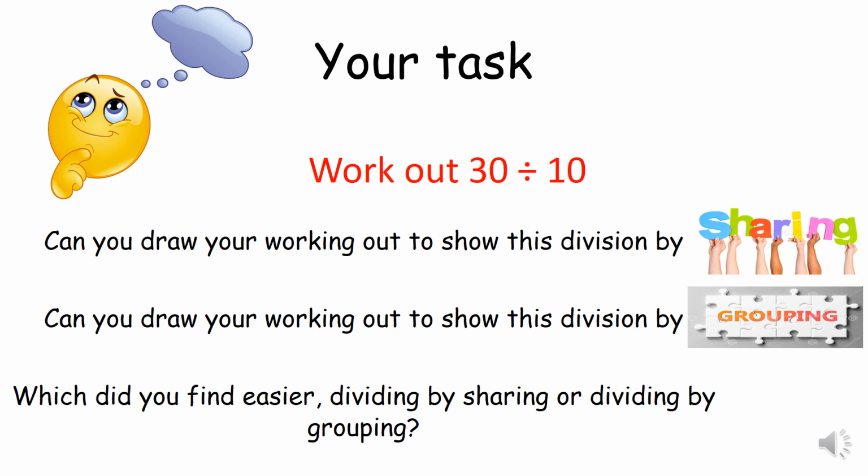And the first thing I'd like you to do is have a go at dividing that 30 by 10 through sharing. And then have a go at doing the same thing but grouping. You should get the same answer. The number sentence will be the same, but your strategy will be different. So your working out will be different. Then have a go and think about which you found easier and which you found trickier, dividing by sharing or dividing by grouping. Enjoy your activity, Year 2.